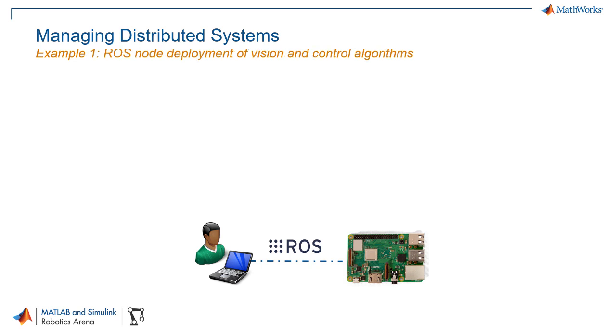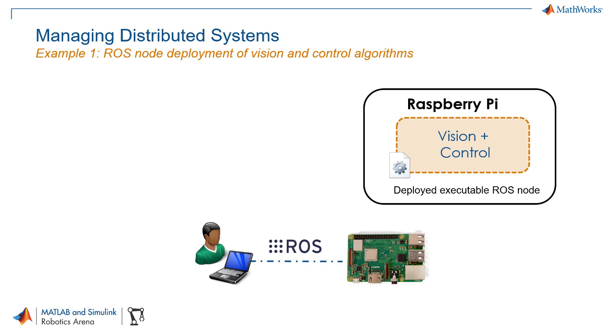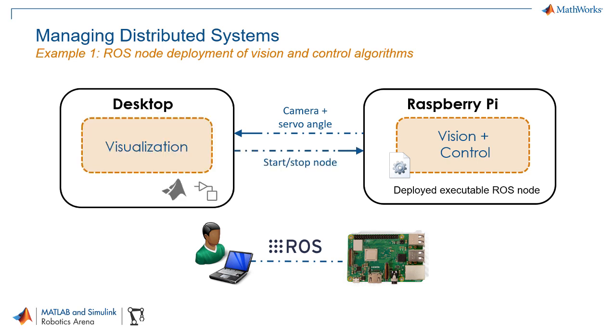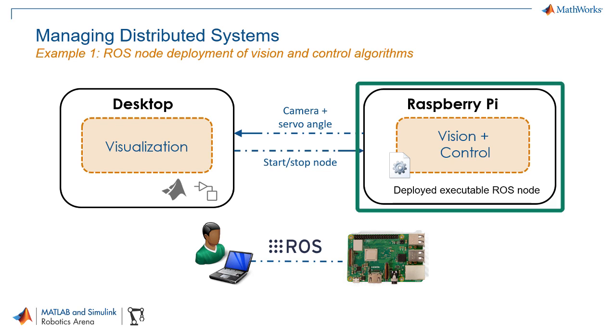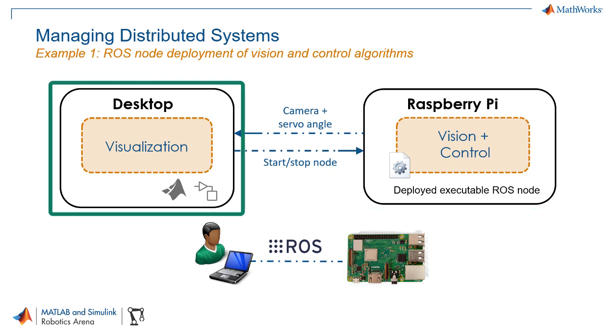Let's talk about the first example. What we do is first create a deployed executable vision and control algorithm on the Raspberry Pi to track a green colored object. We will publish the camera feed and the angle of the servo and visualize these results on our desktop. So basically we will have two models, one for our Raspberry Pi to generate a standalone ROS node and the other one on our desktop for visualization.